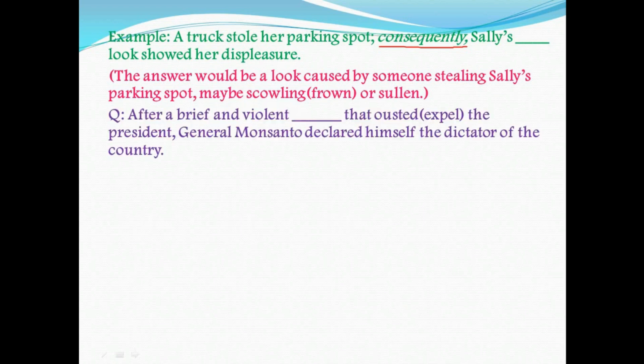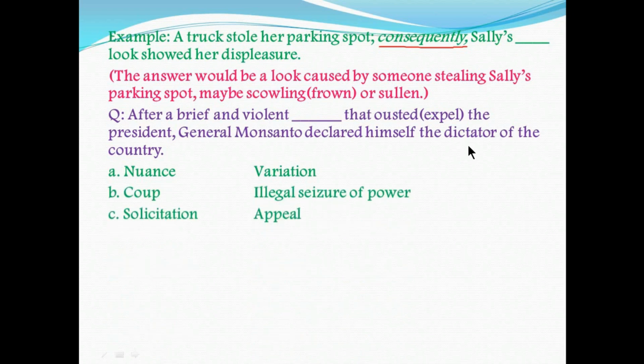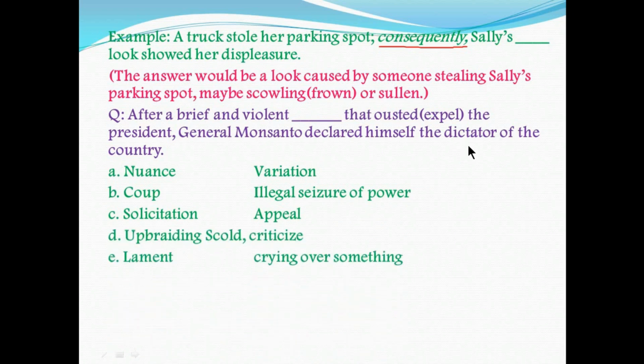Next example is after a brief and violent dash that ousted the president, General Monsanto declared himself the dictator of the country. Options are nuance, that means variation, coup, that means illegal seizure of power, solicitation, that means appeal, upbraiding, that means scold or criticize, lament, that means crying over something. Proper choice is option B, that is illegal seizure of power. It's a sudden and decisive change of leadership, illegally, by people taking over the government by force. What led the general to declare himself a dictator is the result. Something brief and violent that ousted the president: a coup.